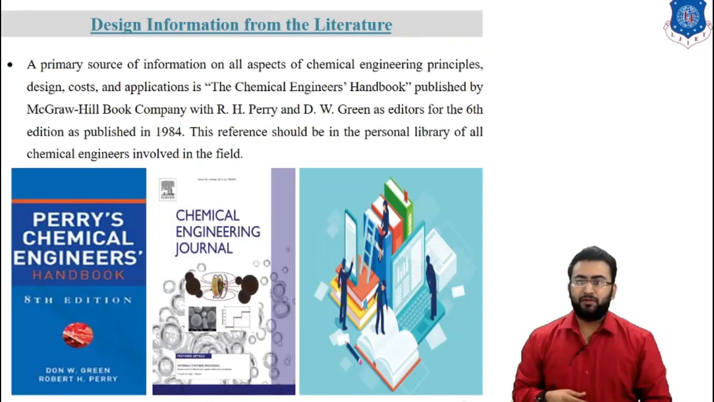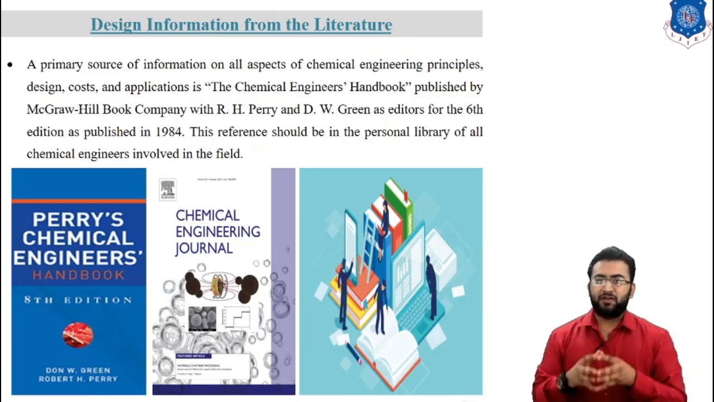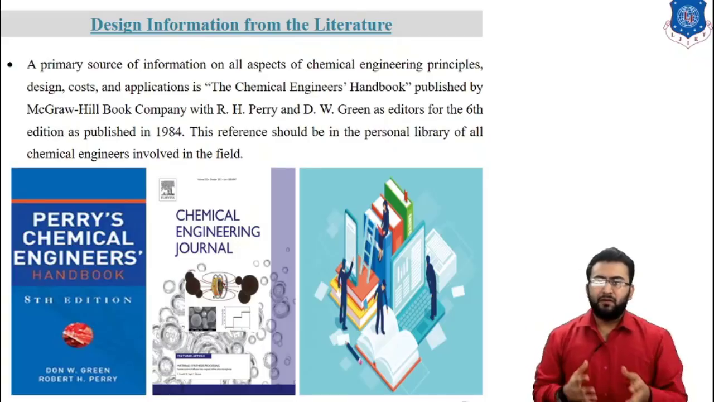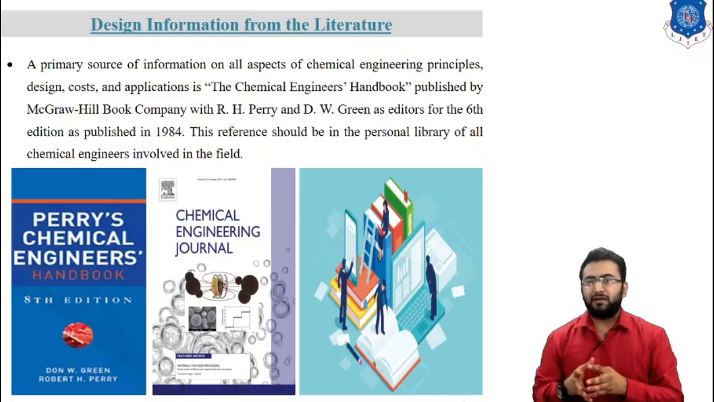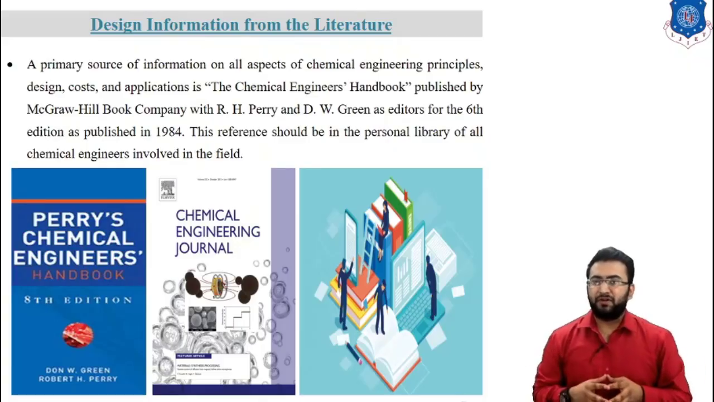Now let's talk about the design information from literature. A survey of literature will often give general information and specific data to develop a design project. One good method for starting a literature survey is to obtain a recent publication dealing with the subject under investigation. This publication will give additional references, and each of these references will in turn indicate other sources of information. This approach permits a rapid survey of the important literature.